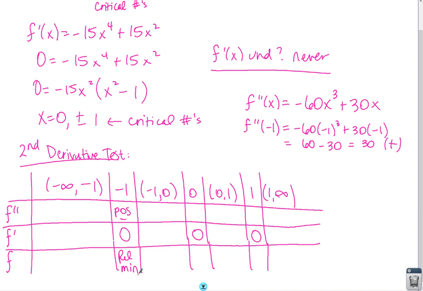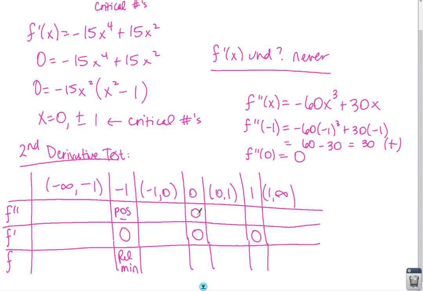If I wanted to check it at 0, I repeat the process. f double prime of 0 is 0. Oh, man, what does that tell me if I get a 0? Does that tell me positive, negative, or anything? No. That means I still have to use the first derivative test. I was really hoping for a shortcut, but my plans have been foiled.